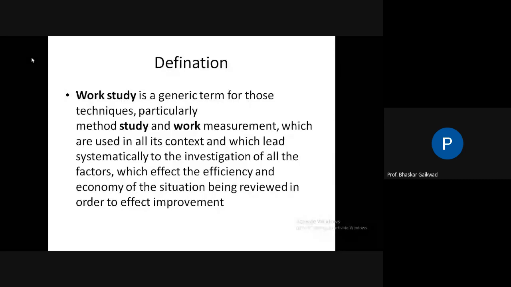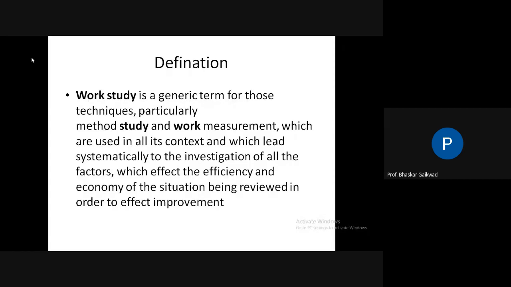Work measurement is how much time is required to complete a job. For example, bearings, shafts, crankshafts, conveyor parts, gears, sprockets: how much time is required to complete the job? That we have to measure, and after measuring, we put these times in a worksheet so that every worker will follow that time. That is the standard time for completing the jobs, and accordingly we pay them. Now, these are the two techniques of work study.